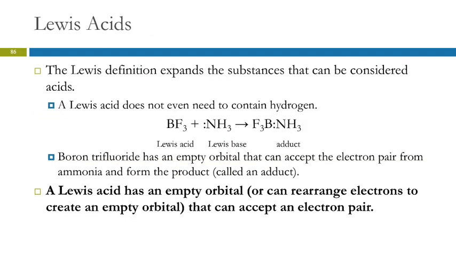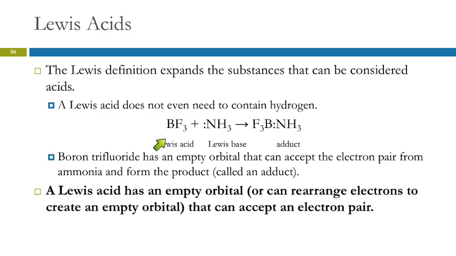So this expands the definition. The definition expands which substances can be considered an acid. Because now you don't have to have a hydrogen ion. The other two definitions, you've got to have a hydrogen ion. In order to donate a hydrogen ion, you have to have one. So here we can have acids that don't have hydrogen.